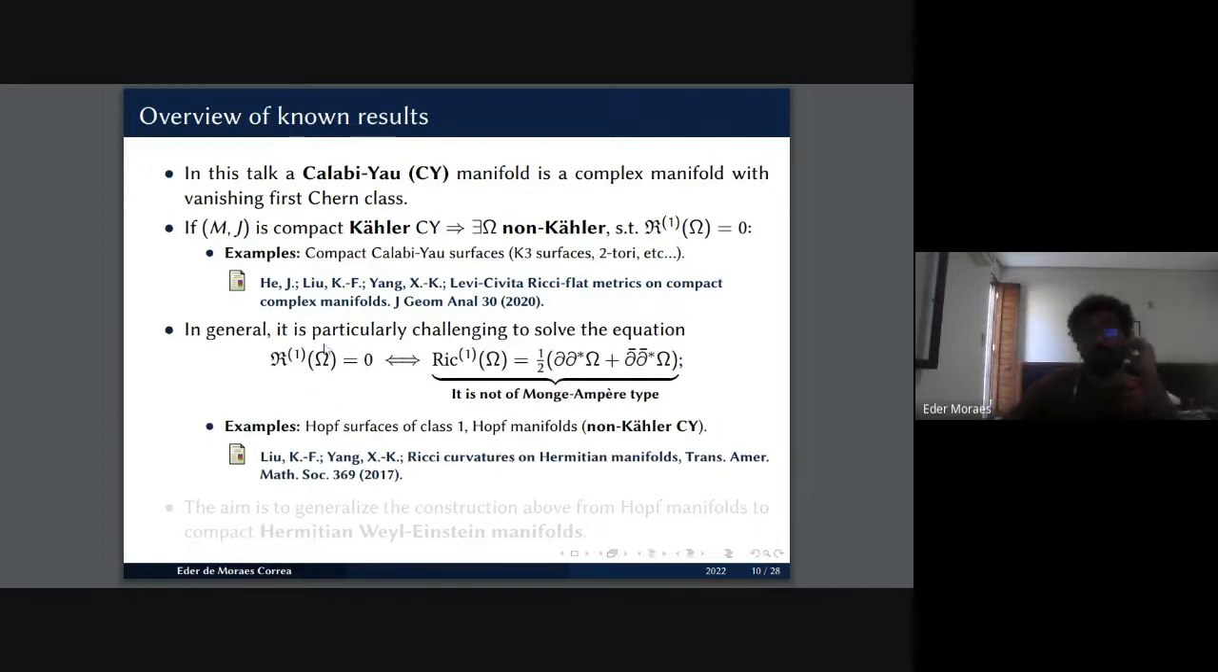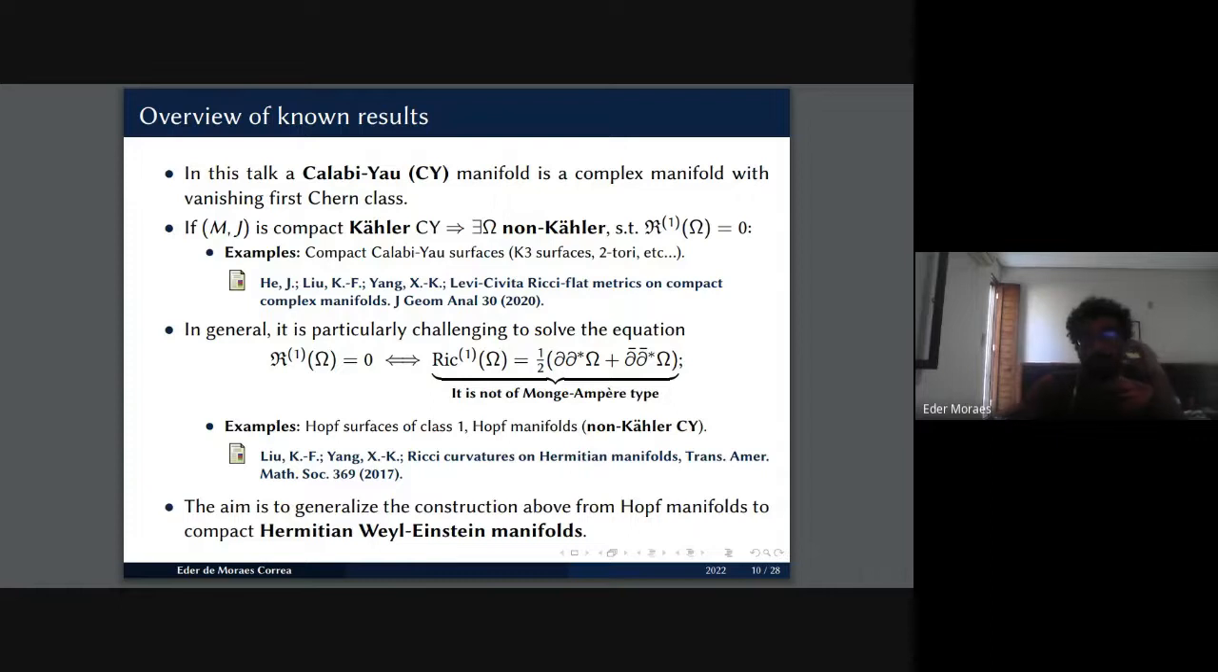So in general, it's particularly challenging to solve this equation because the associated PDE problem is complicated, right? In the right hand side of this expression, we have non-elliptic terms. So this equation is not a Monge-Ampère equation. That's the main problem. And for the non-Kähler Calabi-Yau, the known examples are the Hopf surface of class one and Hopf manifolds, as I mentioned at the beginning. So here we have the reference for this result.